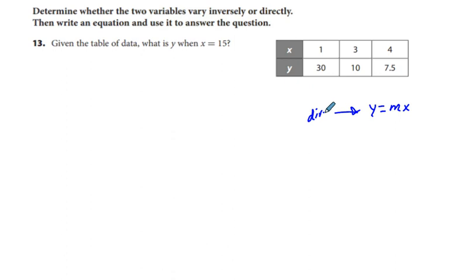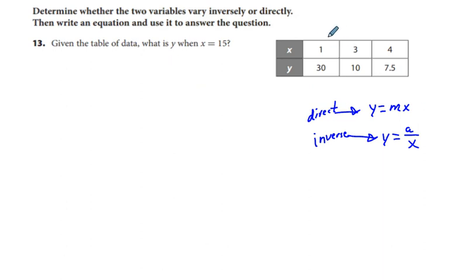I'll just write down direct. Whereas for inverse variation, we're going to have y is equal to a constant of variation over x. So inverse. Now you notice in a direct variation, we don't have any y-intercept other than 0. We're going to go right through the origin, the point 0, 0, with a direct variation.